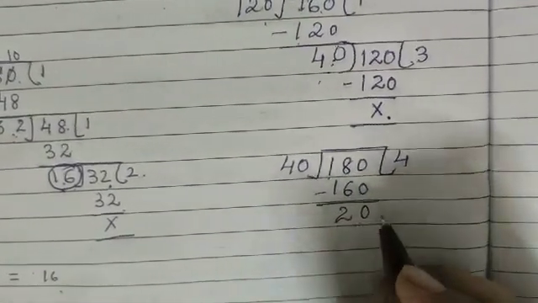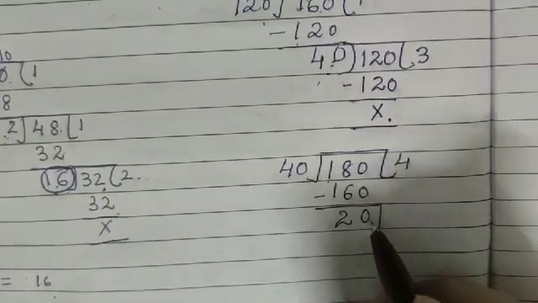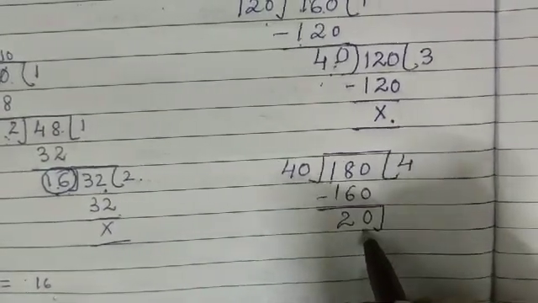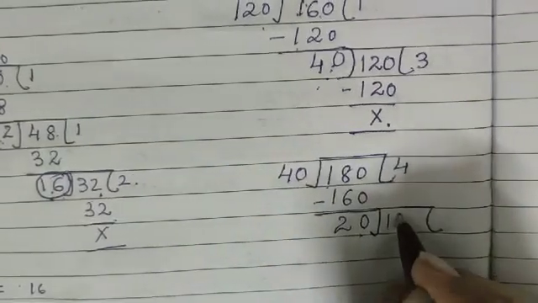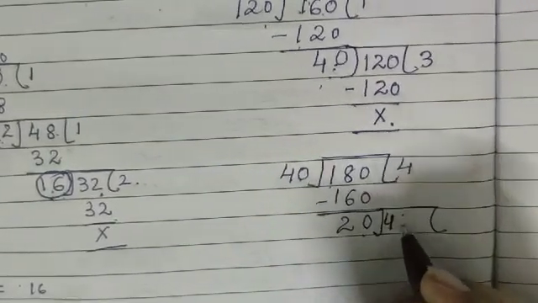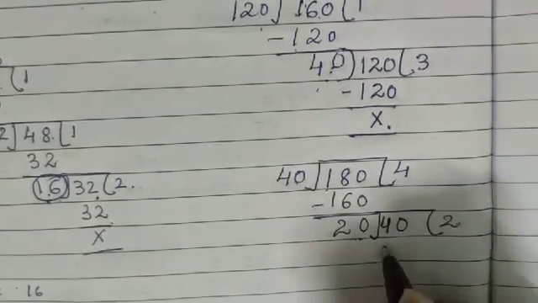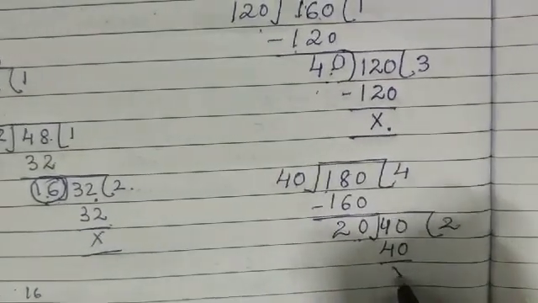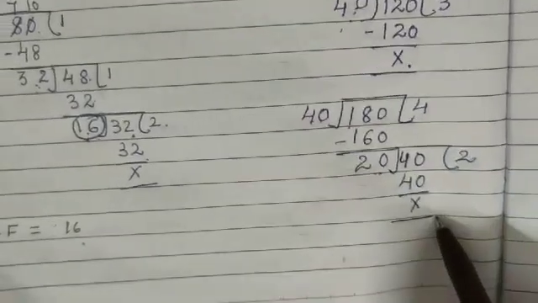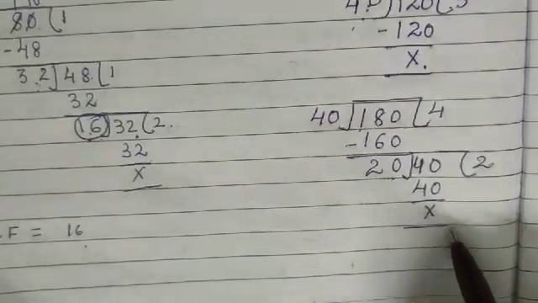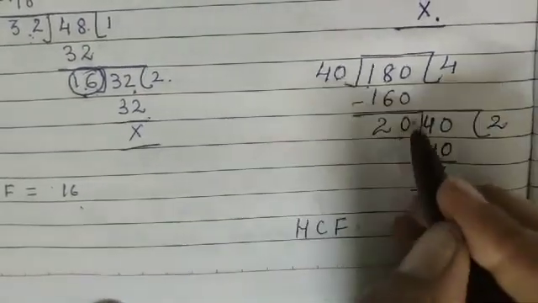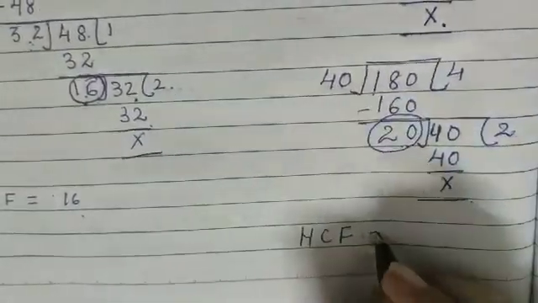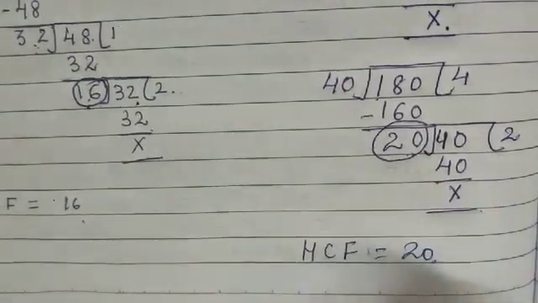Now 20 will become the divisor and the previous divisor will become the dividend. 20 2s are 40. The last remainder we have got is 0. Now the sum is solved. So which is our HCF here? The HCF will be the last divisor, that is 20.